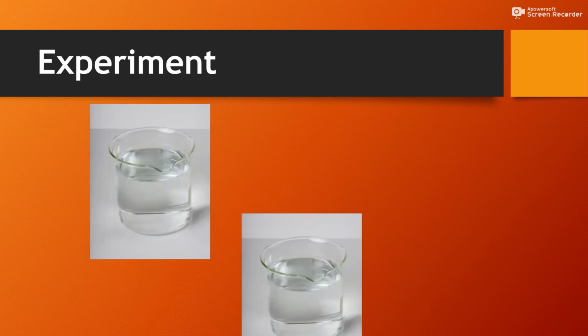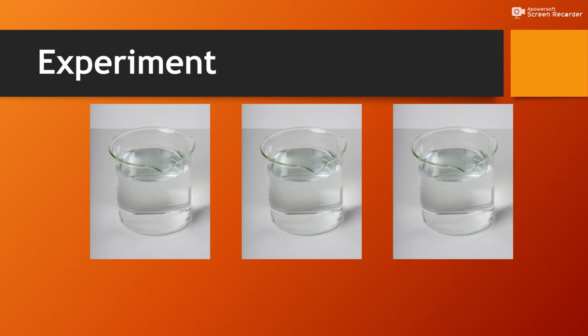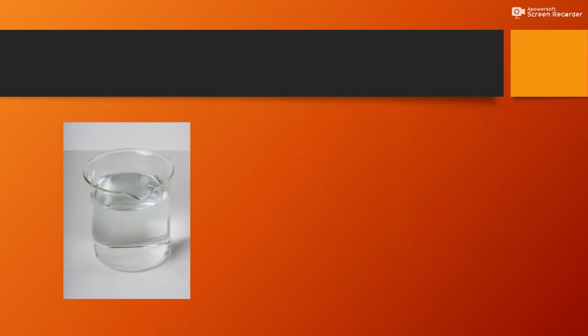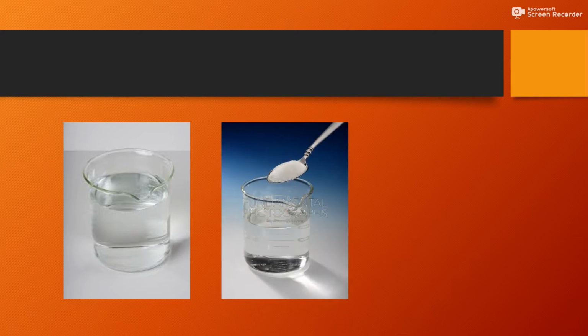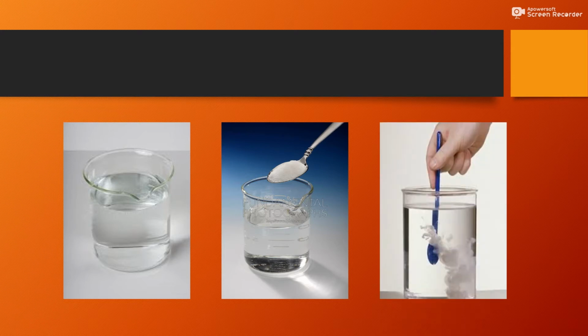For that, we need 3 beakers. Fill all the 3 beakers with distilled water. Now, the first beaker we will keep as it is. In the second beaker we will dissolve sugar, about 1 full spoon. In the third beaker we will add 2-3 drops of milk.